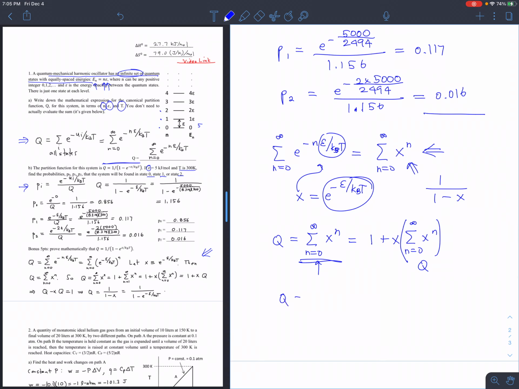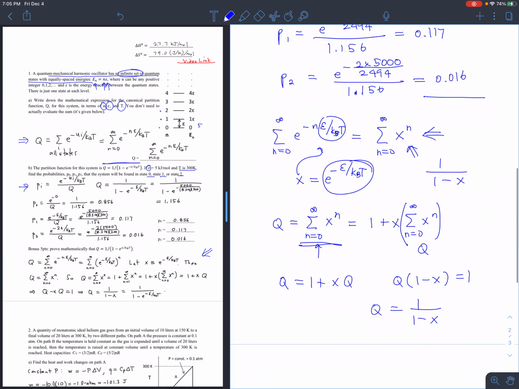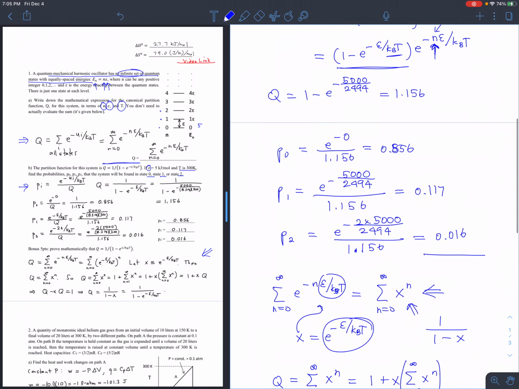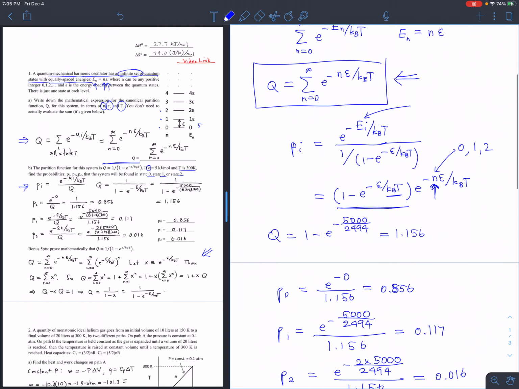So we get that q is equal to 1 plus x times q. And now we just have to solve for q. Q times 1 minus x is equal to 1, and q is equal to 1 over 1 minus x, which is equal to 1 over 1 minus e to the minus epsilon over kbt. Which is in fact the right answer, right? That's the answer that's here and also was here, yeah.